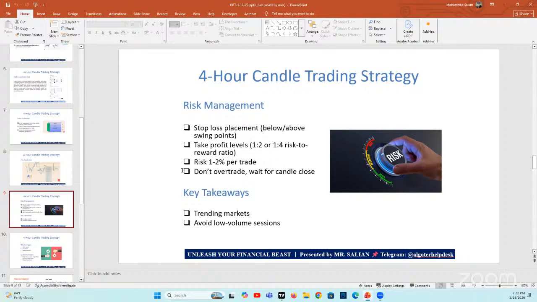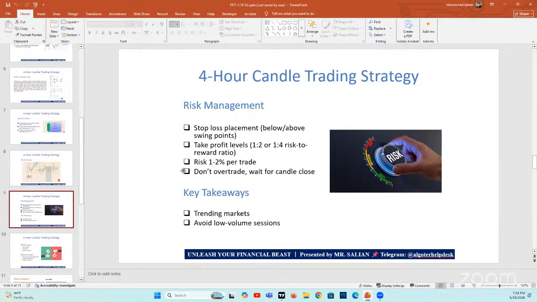But, okay, don't feel bad, okay, when things are starting to go against you. Yes, it's nice to profit a lot when you are on the right trade, but price action is price action. It can do anything at once. So be very careful, okay? Don't overtrade. Wait for candle close. You need the 4 hour to close, okay?